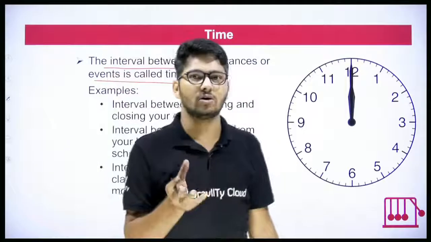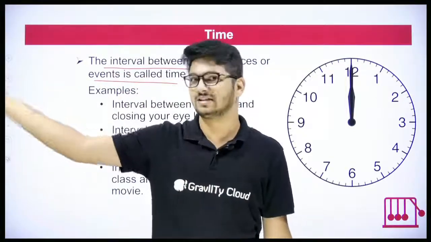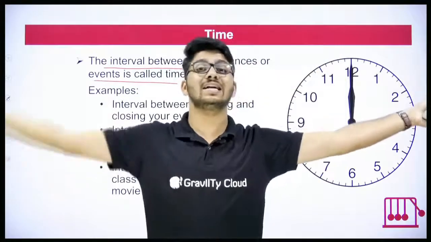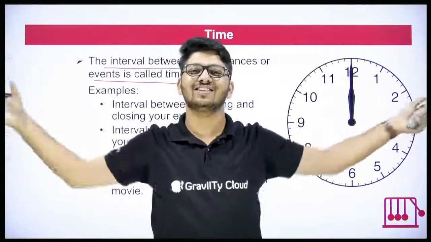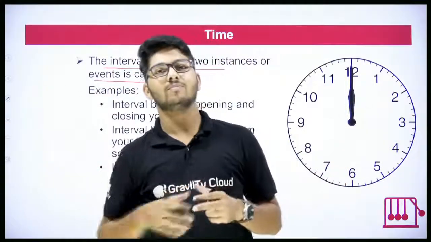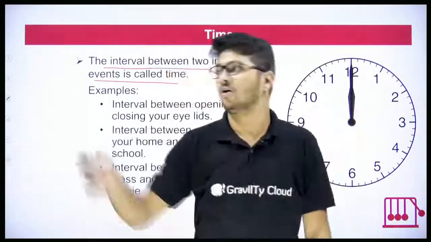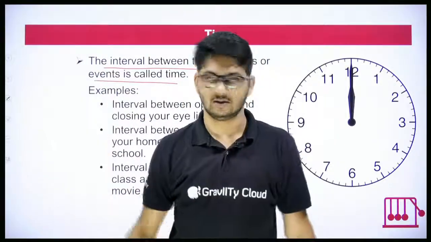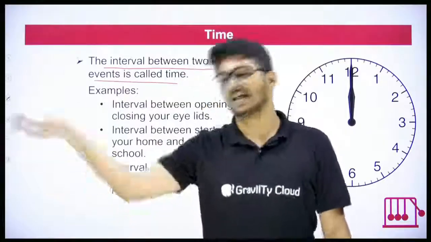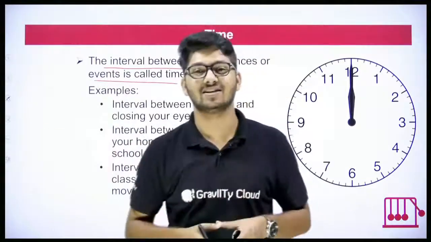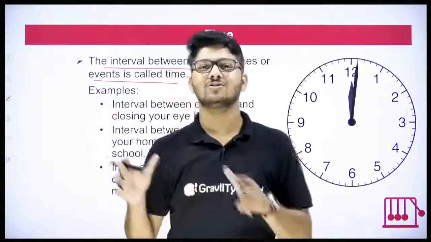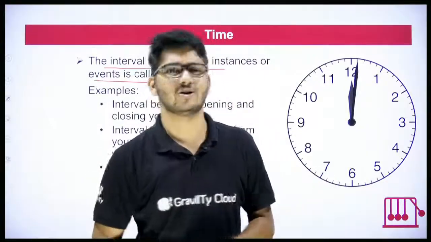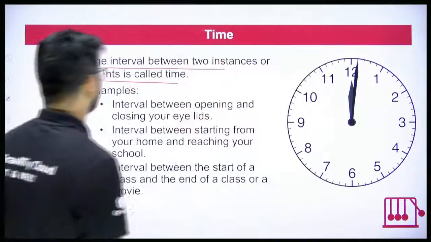Like if the sun rises once, from sunrise to sunset, what is the interval between them? That's also measured in terms of time. Sunrise to sunset, or from one sunrise to another sunrise again. How much time does it take? That is also an interval. We measure it using time. Yes or no? So there are many examples that you can think of.